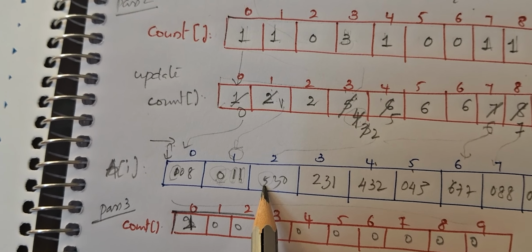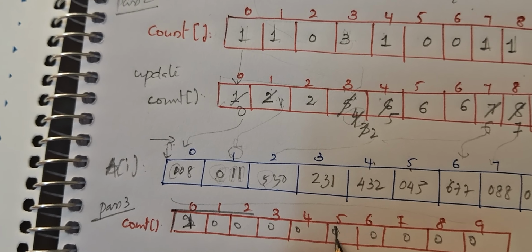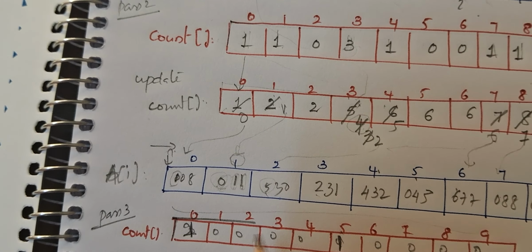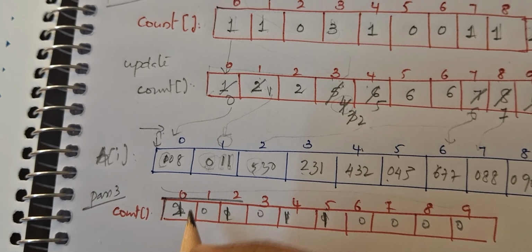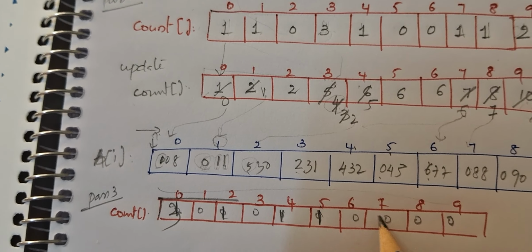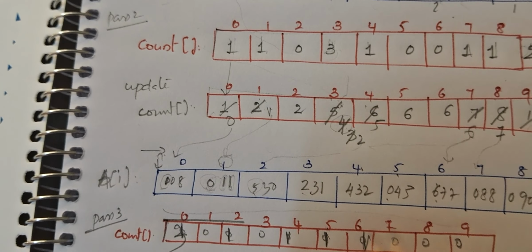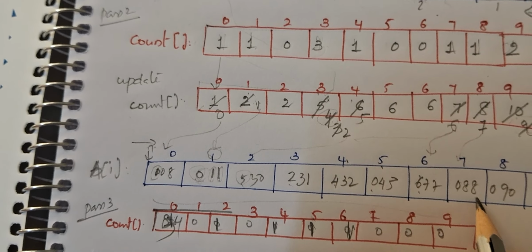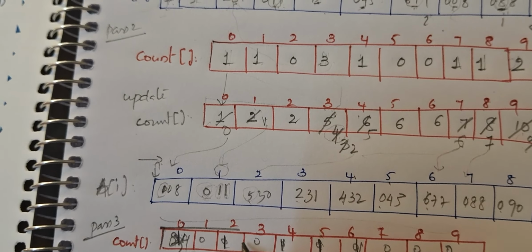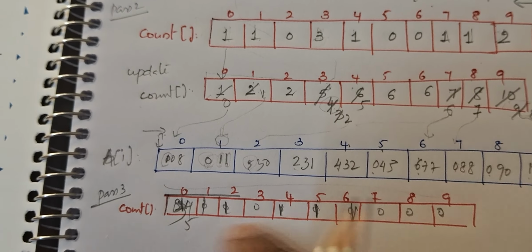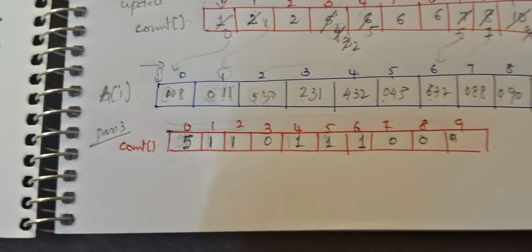The next is 5, go to index 5, increment the value. Next is 2, increment the value. Next is 4, incrementing the value. Next is 0, incrementing the value. Next is 6, incrementing the value. Next is 0, again incrementing the value. Next is 0, again incrementing the value. The next is 1, again incrementing the value. So this is the count array.